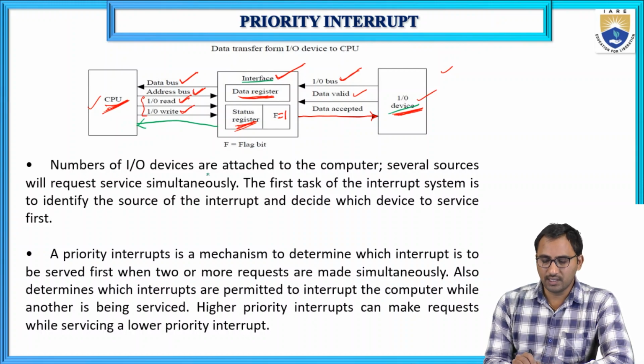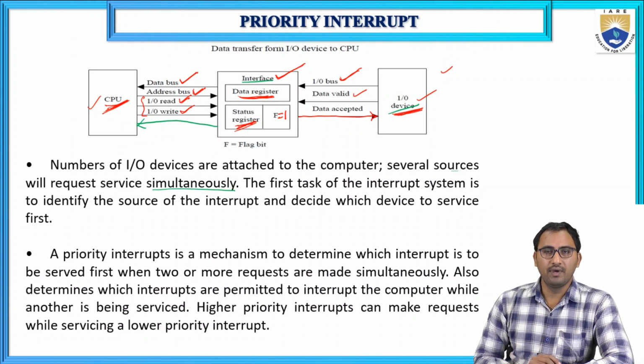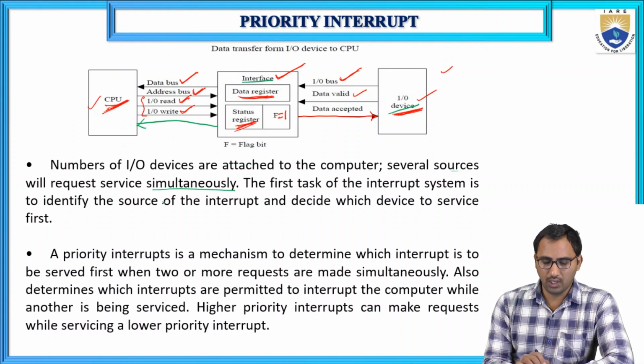So the number of I/O devices attached to the computer is several, and several sources may request service simultaneously. To the computer or CPU, we are not connecting only a single device. We are connecting several devices like the keyboard, mouse, and memory card. So like that, different I/O devices are connected. There may be a chance that several I/O devices raise a service request to the CPU simultaneously.